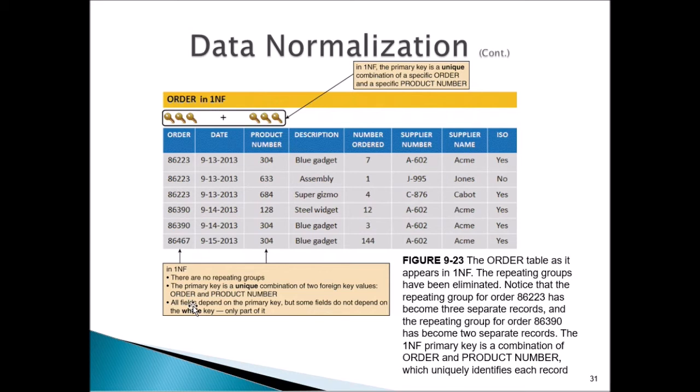All fields depend on the primary key, but some fields do not depend on the whole key, only part of it. So for this description here, we care about the whole thing. Of course we do. Actually, we only care about the product number. And if we want to look at the supplier name, we probably could revert that to the product as well. The date is something that would be represented by the whole key. So a lot of this is ridiculous and a lot of this is redundant, but this is an example of first normal form. It is much better than unnormalized data.